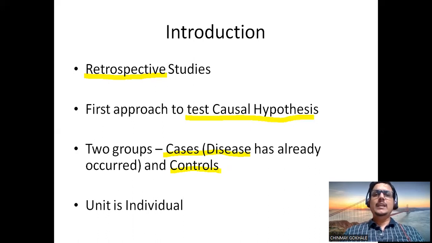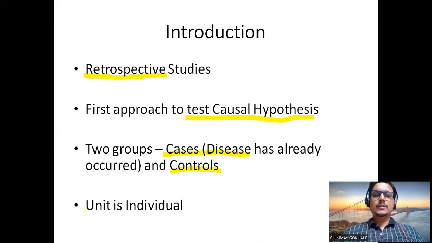So at many places you would hear this word control. For example, a cross-sectional study may have a control group. In a randomized control trial, there will be a control group. But in a case control study, there has to be a control group because the name suggests there are two groups: one is cases, one is controls.